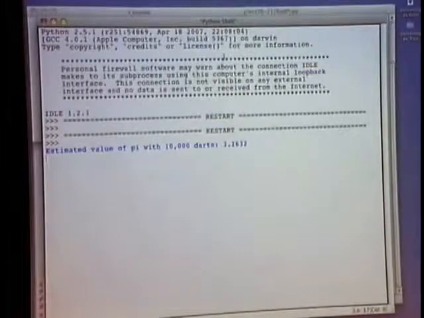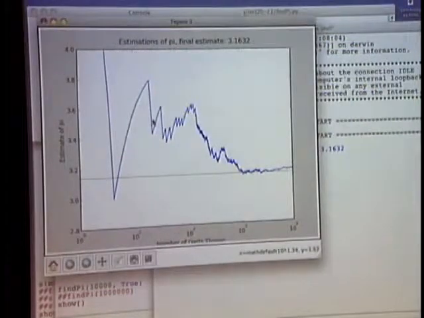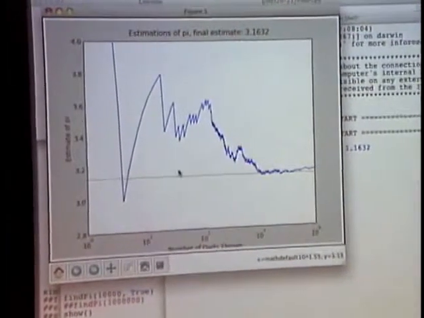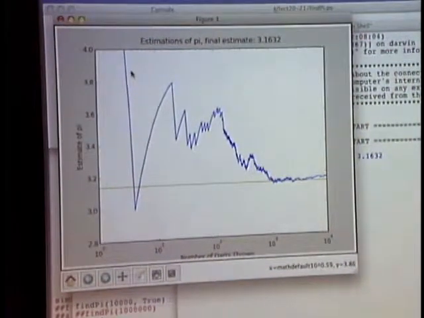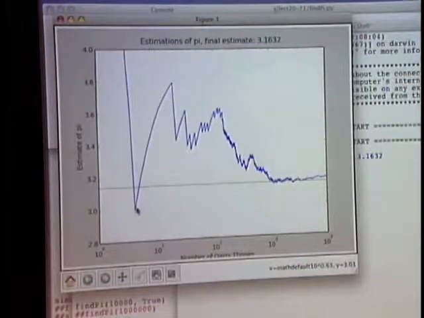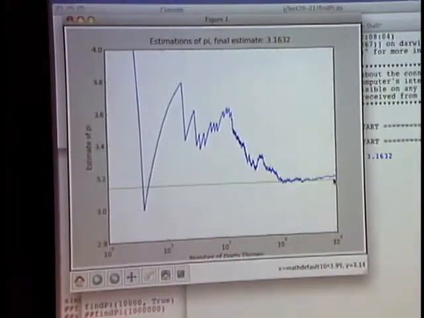And it gives me an estimated value of pi of 3.16. And what we'll see here is that as the number of darts thrown changes, the estimate changes. When I threw one dart, the estimate of pi was 4. I threw my second dart, it dropped all the way to 3. And then it bounced around a while. And then at the end, it starts to really stabilize around the true value.